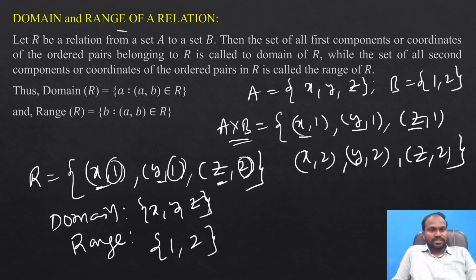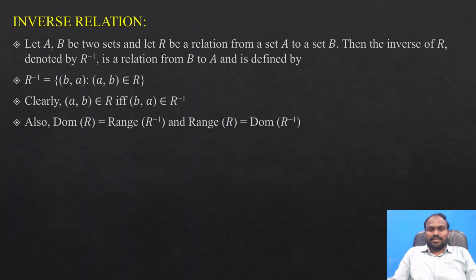You can see the definition here. Let R be a relation from set A to set B. Then the set of all first components or coordinates of the ordered pairs belonging to R is called the domain, while the set of all second components or coordinates is called the range. That is what we discussed here. Next, inverse relation.